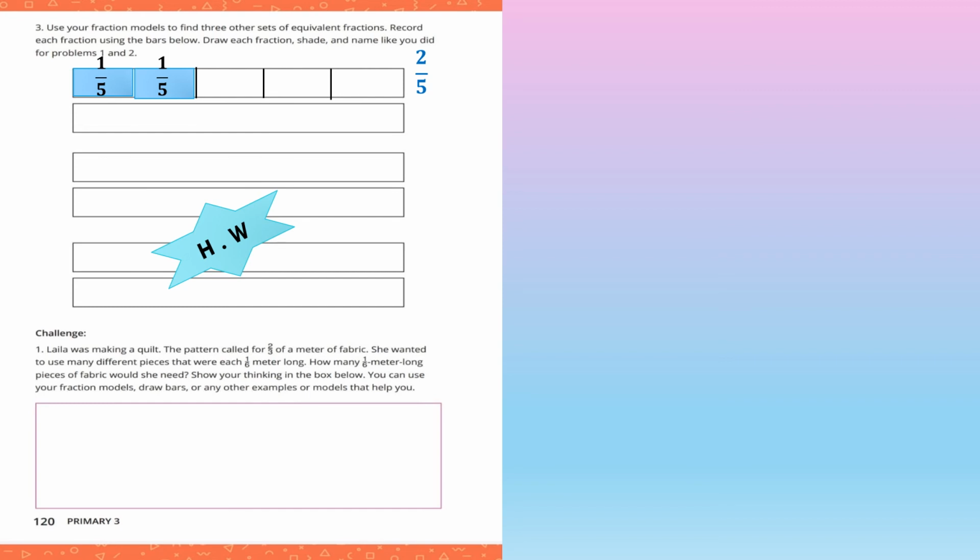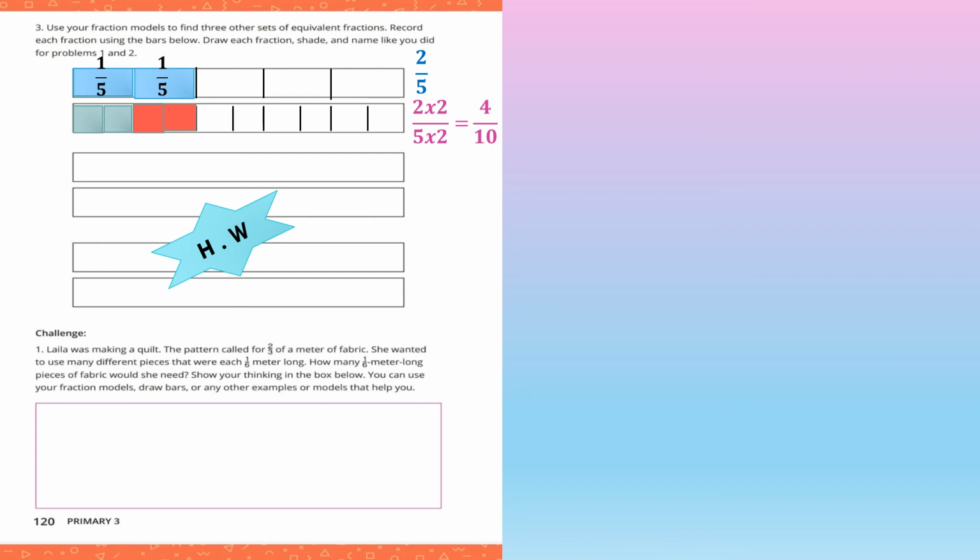To find the equivalent fractions, you can multiply the numerator and the denominator by any number. Here I will multiply them by 2. 2 times 2 equals 4, 5 times 2 equals 10. 4 over 10. Let's divide this bar into 10 equal parts and color 4 parts. Each part is 1/10 or 1 over 10.